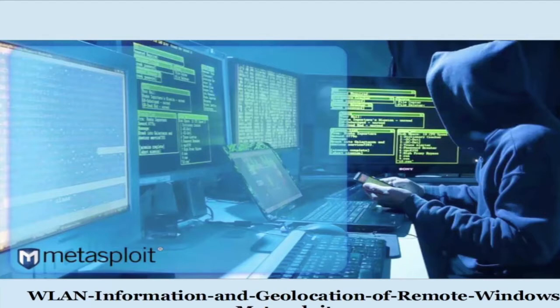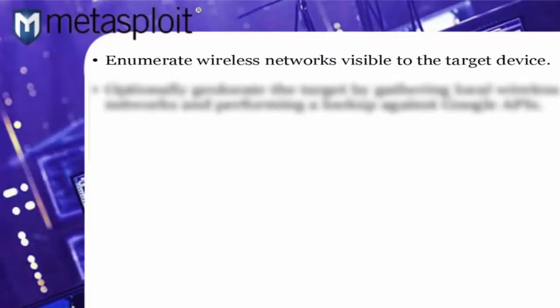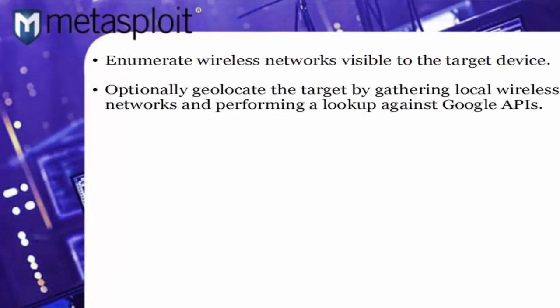Welcome. In this video, we are going to learn how to gather WLAN information and geolocation of a remote Windows, Linux or Mac. Enumerate wireless networks visible to the target device. Optionally, geolocate the target by gathering local wireless networks and performing a lookup against Google APIs.